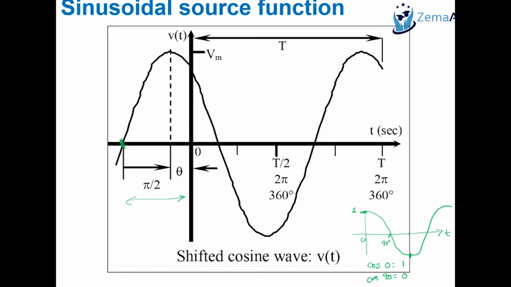And at 180 degrees, let's say this is pi by 2, this is pi. Cosine 180 is minus 1. And then cosine 270 is again 0. Cosine 360 is again plus 1. So that is your 270. And somewhere there would be your 360, where it is again plus 1.